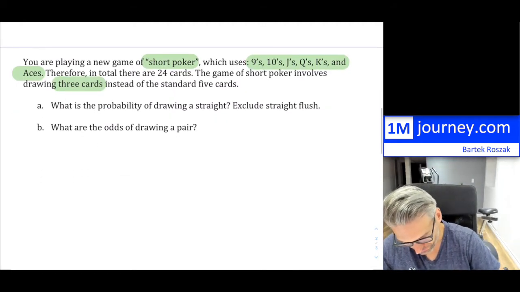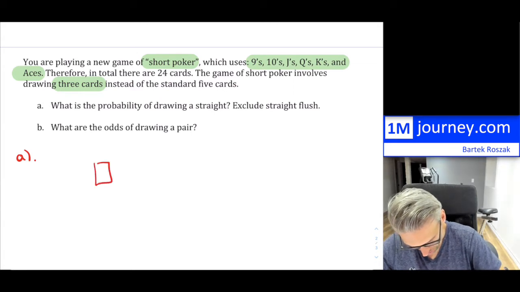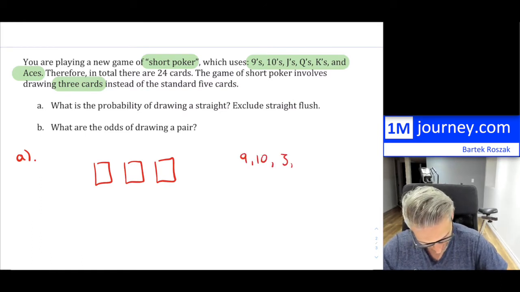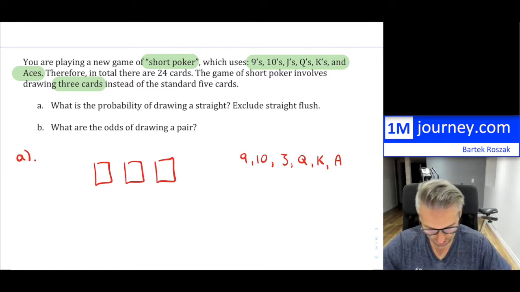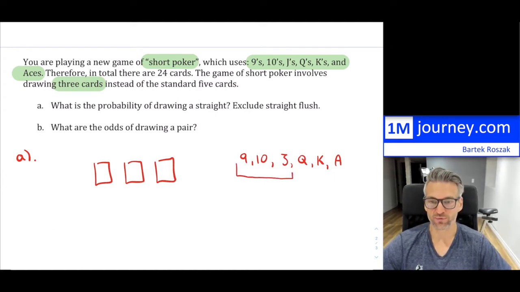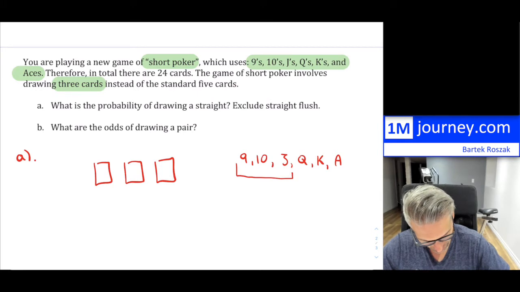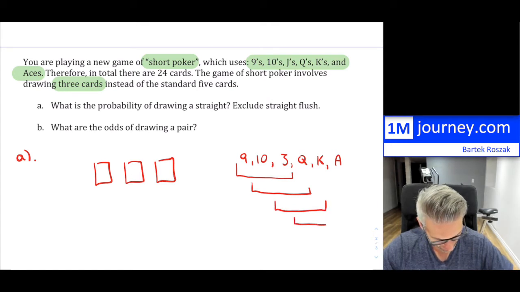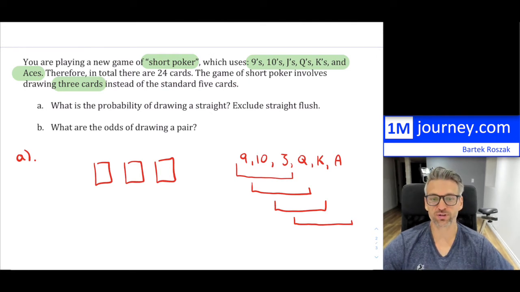I'm going to go about it in the following way. We want to have a straight. We have 3 cards that we're drawing, from 9s, 10s, jacks, queens, kings, and aces. A straight is basically one of the following: a 9, a 10, and a jack. We're going to exclude the straight flushes, so they can't be all of the same suit, either hearts or diamonds. They have to be of different kinds. Then you can also draw a 10, a jack, and a queen; a jack, a queen, and a king; or a queen, a king, and an ace. So we can draw 4 different types.